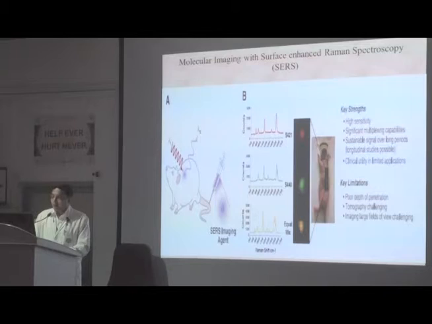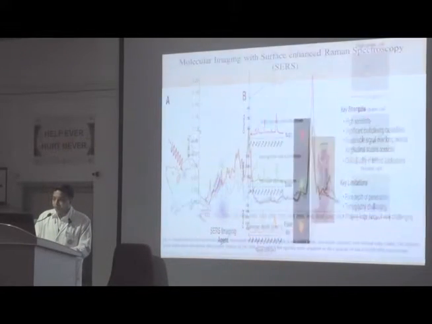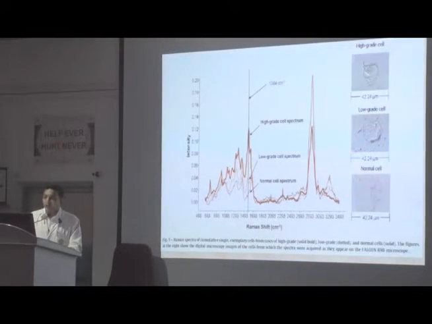This is surface enhanced Raman spectroscopy, where the nanoparticles are different. These are the peaks where it is uptaken in the body. This is the spectrum where 1584 deals with the high grade cell spectrum, low grade cell spectrum, and normal cell spectrum, with the uptake of the cancerous cell.